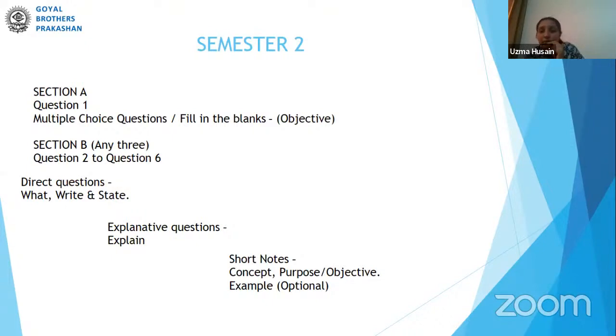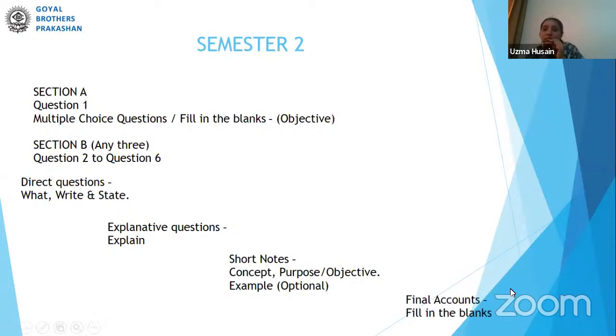Then we talk about NEFT. A beautiful short note can be written on NEFT, again for 3 marks. So mentioning the purpose, mentioning the full form, electronic fund transfer, and giving one example is more than enough to get that 3 marks or 1.5 marks as given in the question paper.